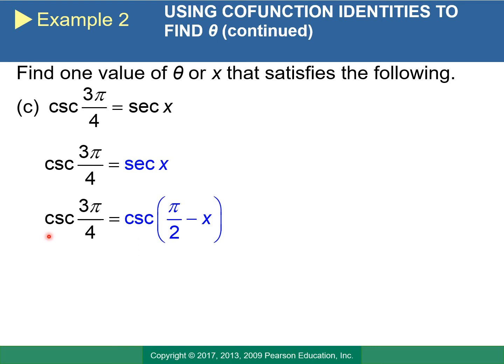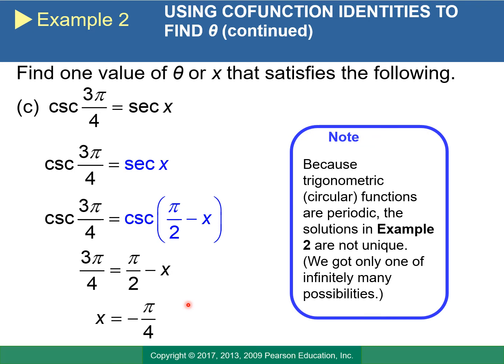Now, just like on the previous two examples, cosecant of this angle equals cosecant of this argument, so those must be equal to each other. So 3 pi over 4 equals this argument, pi over 2 minus x, and then if you add x to the other side, subtract 3 pi over 4, common denominator, we end up with x equals negative pi over 4. Final answer.